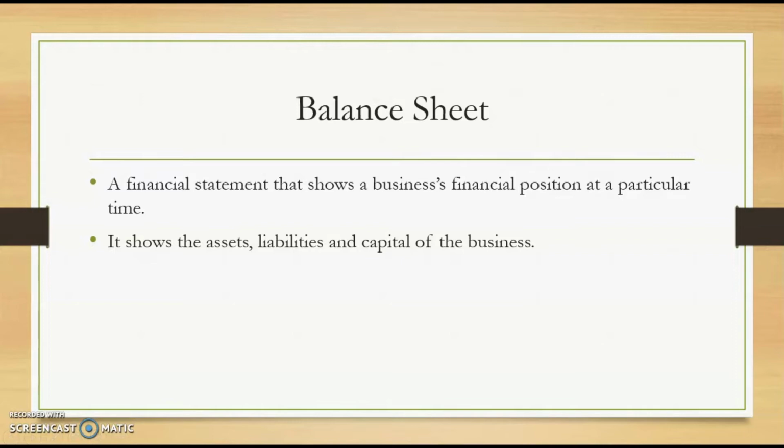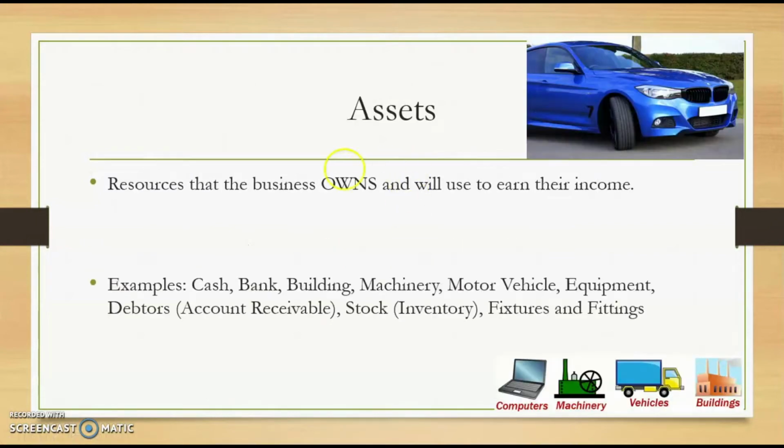So businesses, in the accounts department, will prepare this financial statement to show what is going on in the business as it regards the assets, liabilities, and capital. But what are assets, what are liabilities, and what is capital? So assets are the resources that the business owns and will earn their income from. So they own these things. They have bought them, they own them.